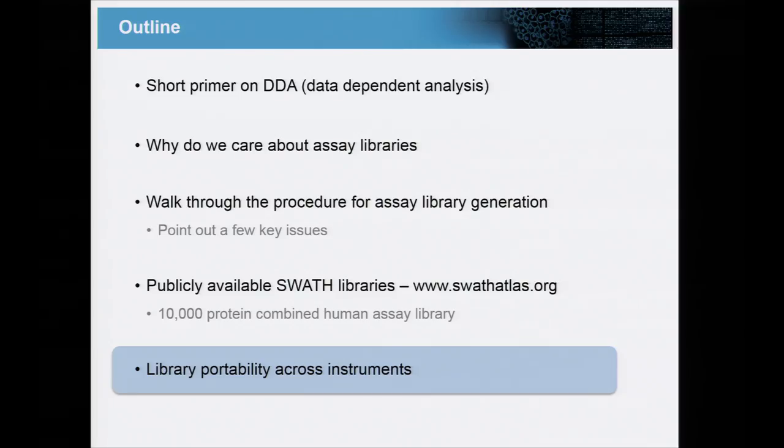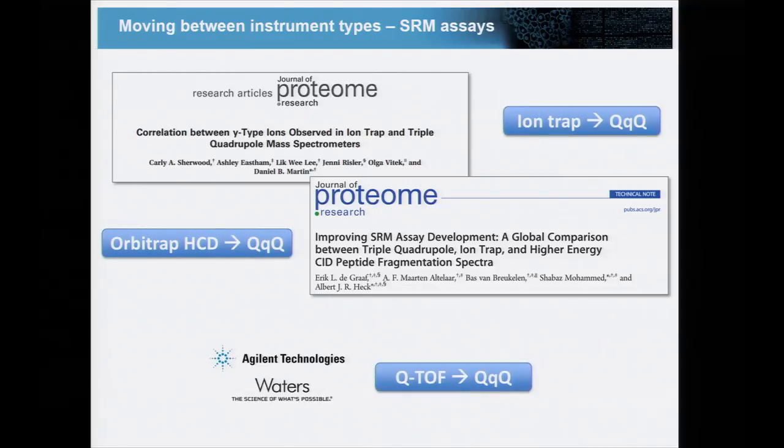So the last thing is library portability. If we are using these large-scale spectral libraries, can they go across different instruments? Can they go across different labs? Are they really reusable? I think this has been looked into to some degree for SRM data. There's an early paper which said you can use ion trap data: if you only use the y ions from ion trap data, then you can use libraries generated on an ion trap to generate SRM assays.